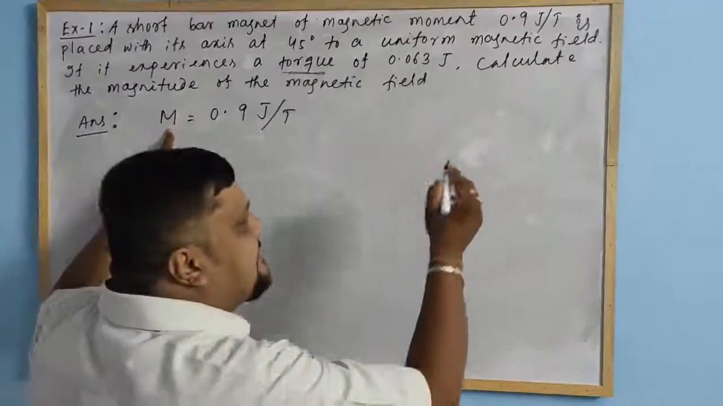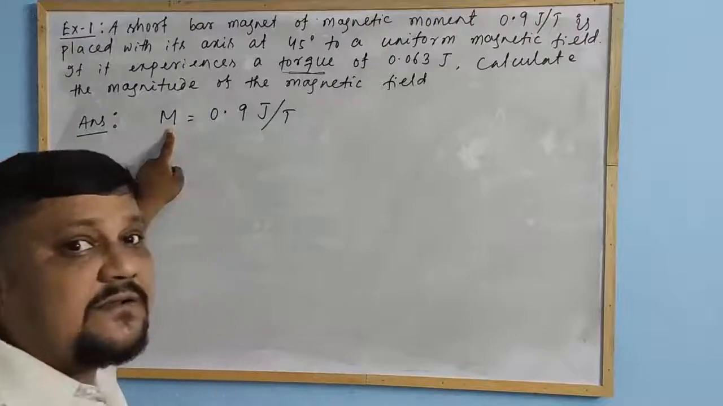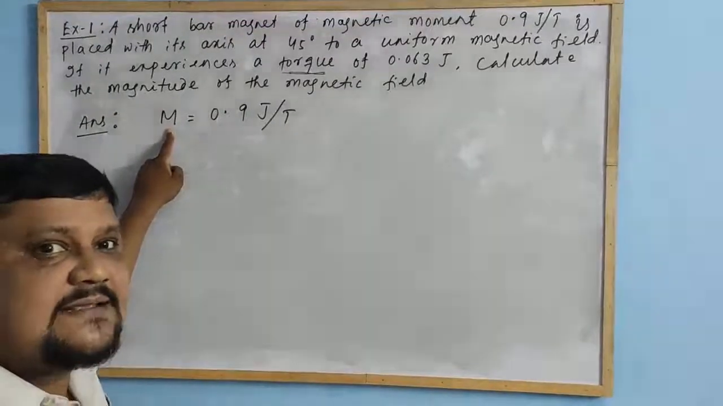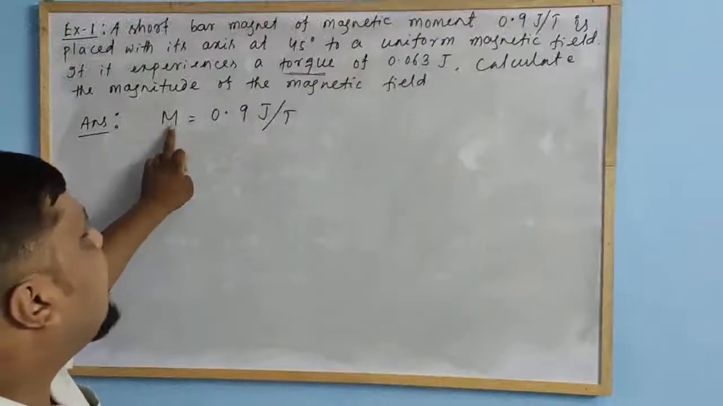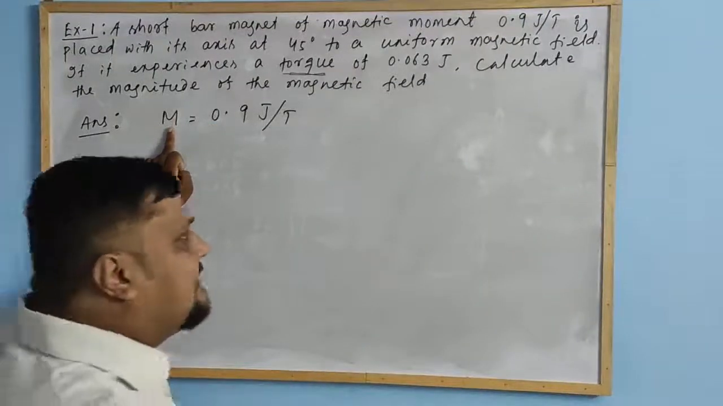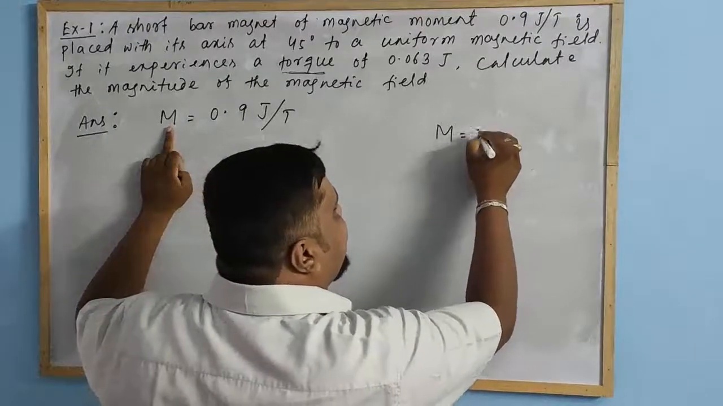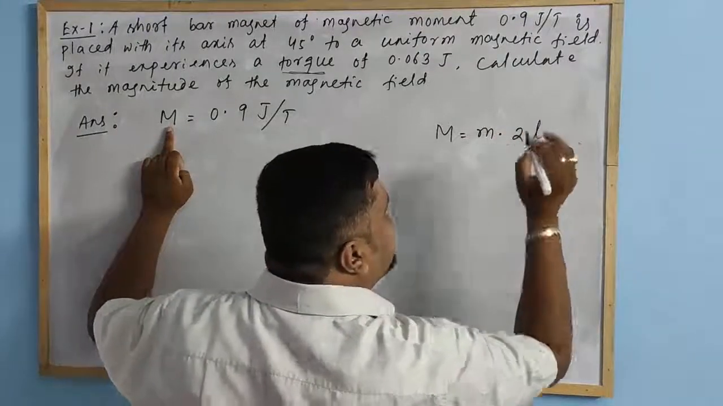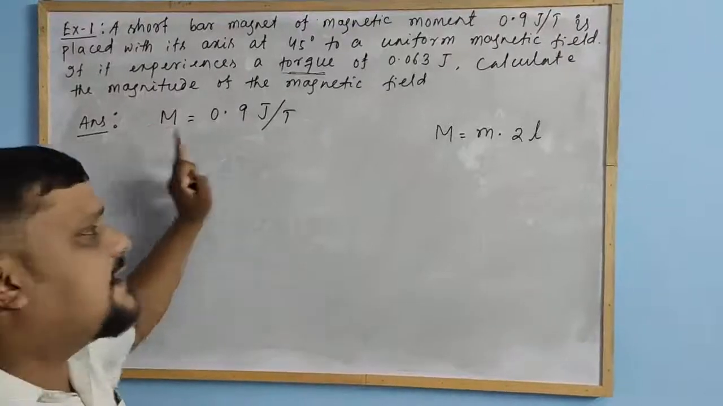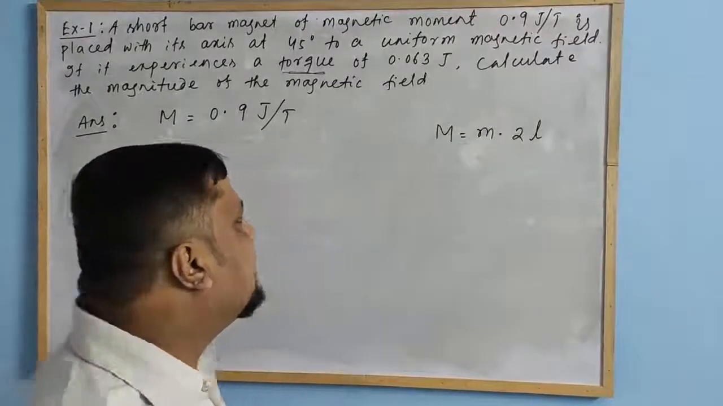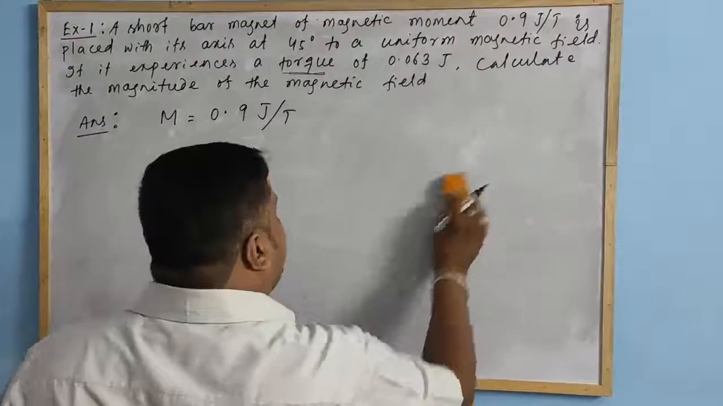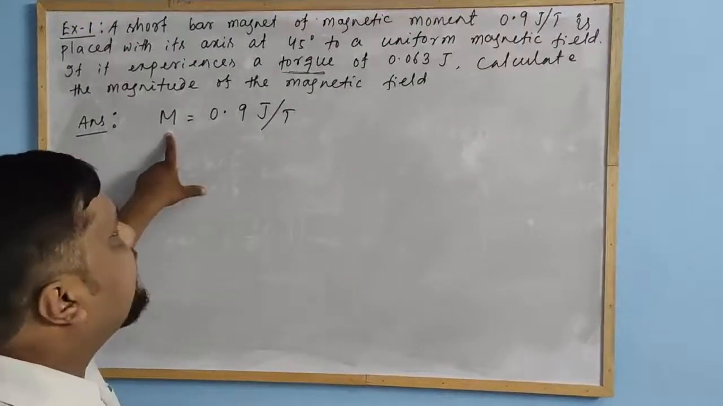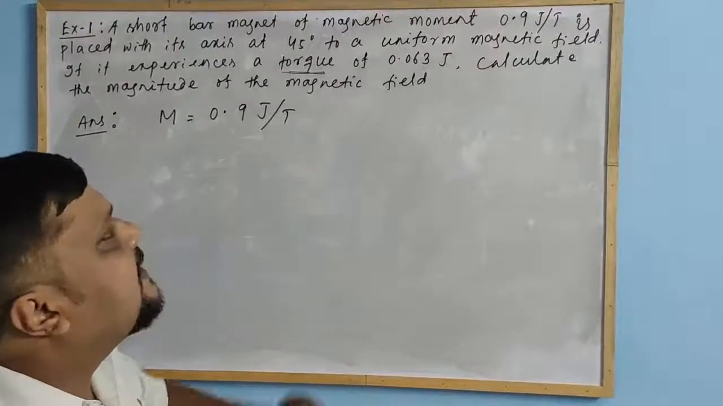Don't get confused that this is the magnetic dipole moment. Sometimes we also take this M as magnetization, that is your intensity of magnetization, which you can also consider as capital M. But don't get confused. This is the magnetic dipole moment. What is the dipole moment? Magnetic dipole moment equals pole strength into distance between the two poles, either pole strength into separation or distance between the two poles. That already you know this. Now, in your question it is given the magnetic dipole moment is 0.9 joule per Tesla.